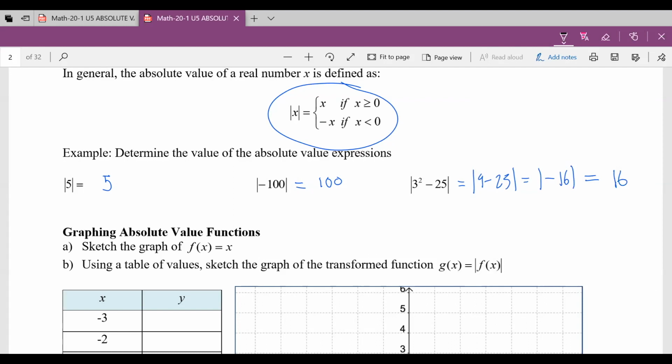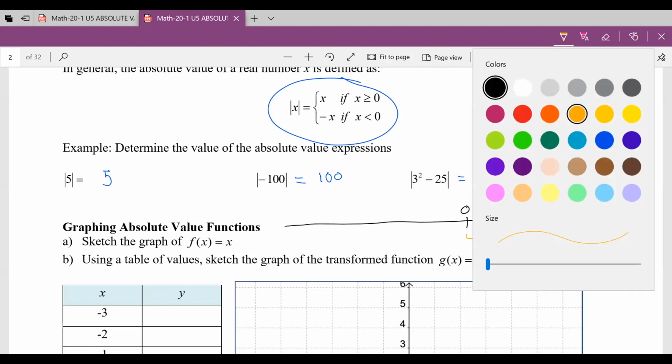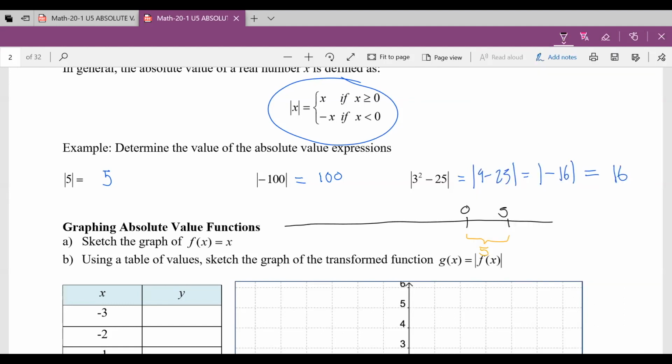Well, the absolute value of a number or a function has to do with distance. And what we're looking at now is the distance between the value of your function or the number and 0. So if 0 is right in the middle here, this is 5. What we're looking for is the actual physical distance between 5 and 0, which in this case is pretty obvious to be 5. For negative 100, which will be way over here on the number line.